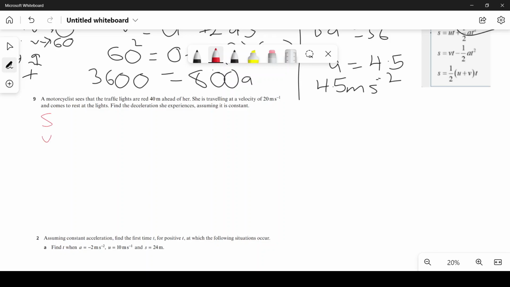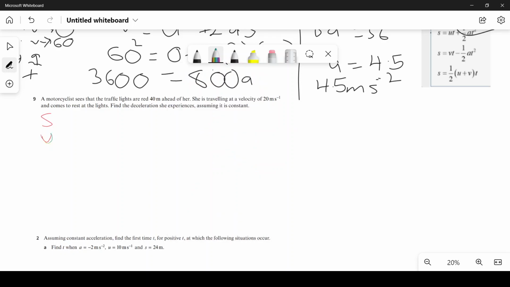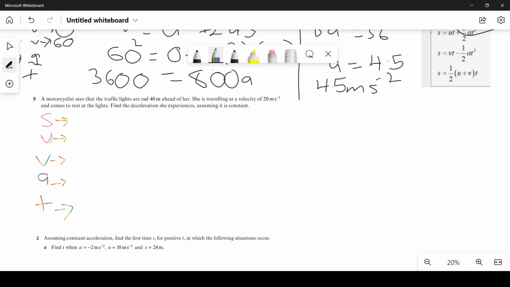SUVAT. Let's use a different color this time. Maybe rainbow. Just make it a bit thicker. SUVAT. What else do we have here? Let's see. Sees that the traffic lights are 40 meters ahead of her. So 40 meters, that's talking about distances and displacements. She is traveling at a velocity of 20. So velocity of 20 and comes to rest at the lights.